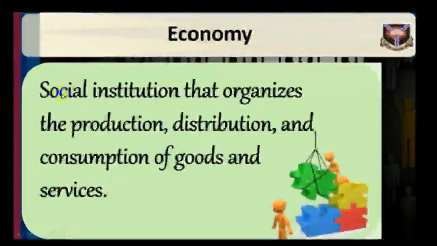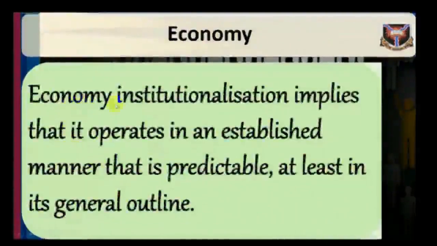What is economy? The economy is the social institution that organizes the production, distribution, and consumption of goods and services. To say that the economy is institutionalized implies that it operates in an established manner that is predictable, at least in its general outline.